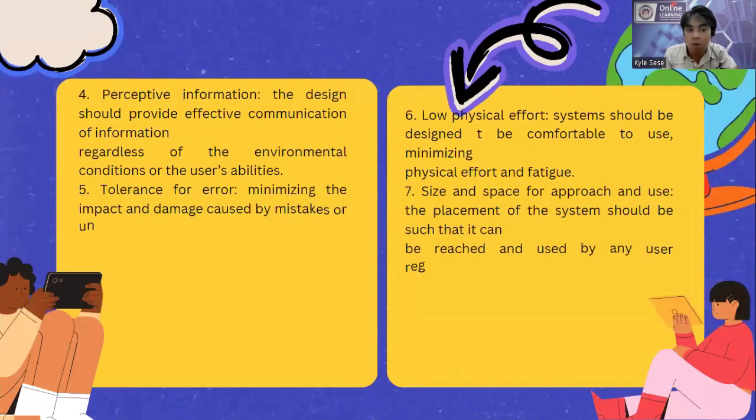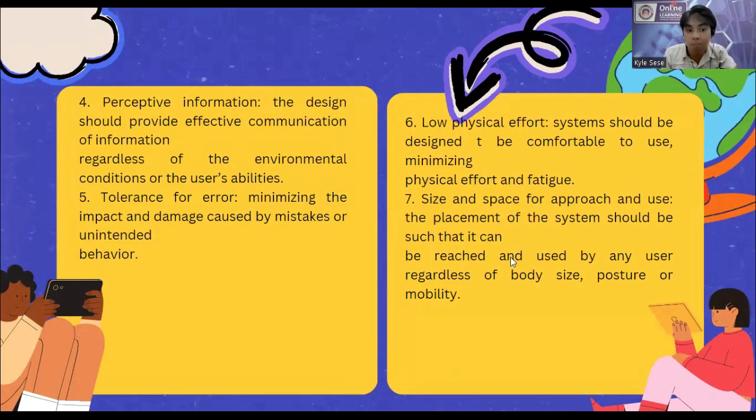Fourth is perceptible information. The design should provide effective communication of information regardless of the environmental conditions or the user's abilities. Under perceptible information, ensure that information and feedback are presented in multiple modalities, such as visual, auditory, and even tactile, to accommodate users with different sensory abilities. Use clear and distinguishable visual cues, text labels, and audio feedback to convey information effectively.